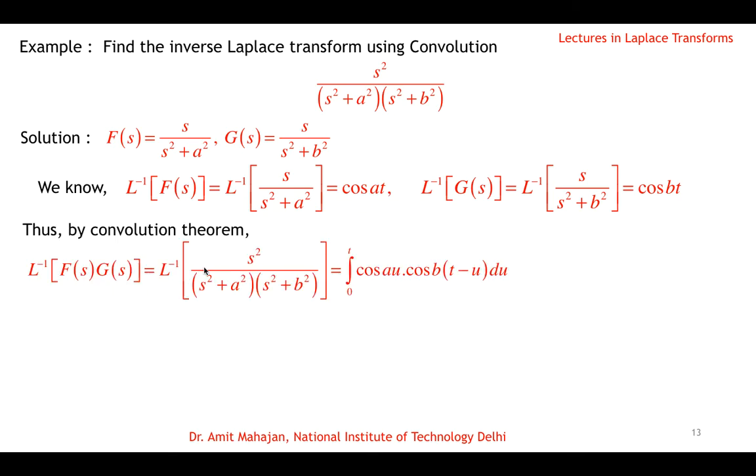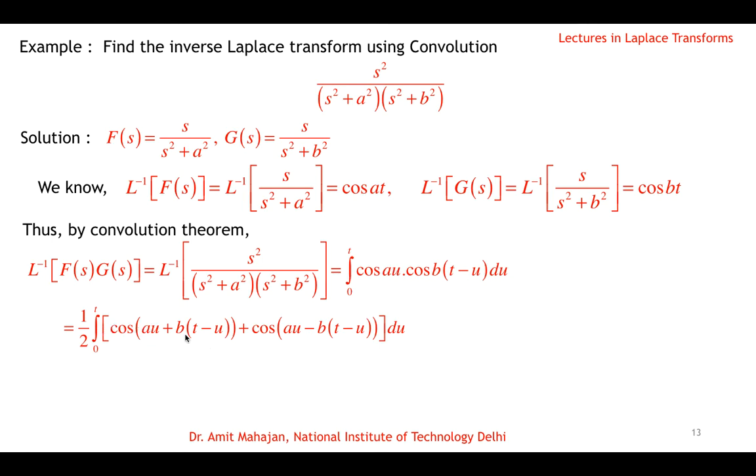The Laplace inverse of the product, meaning the Laplace inverse of this original function, is the integral 0 to t of f(u) g(t−u). So f(t) is this, so f(u) will be cos(au), and g(t) is cos(bt), so g(t−u) will be cos(b(t−u)). Now we can solve this integral. If I divide and multiply with 2, then I can use the 2 cos C cos D formula, and then by linearity we can separate integrals, and we can integrate. So divide by 2, multiply by 2, use the 2 cos C cos D formula.